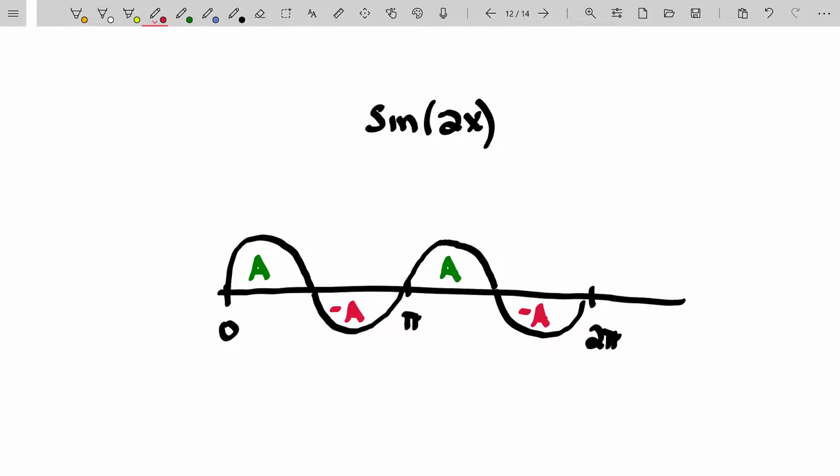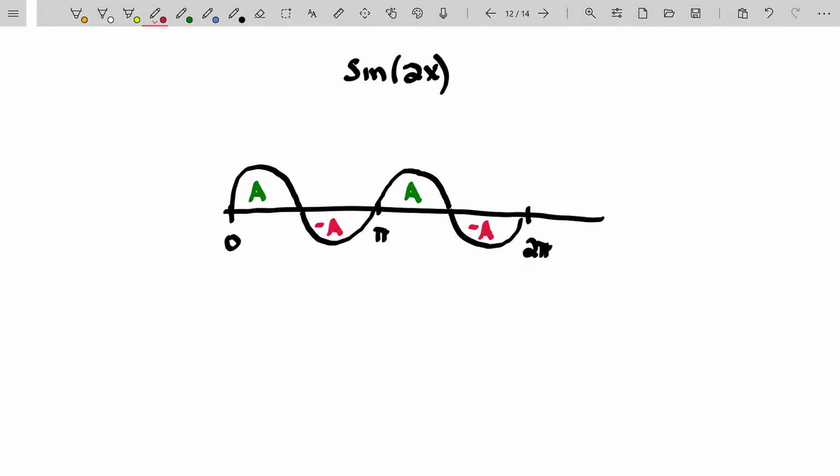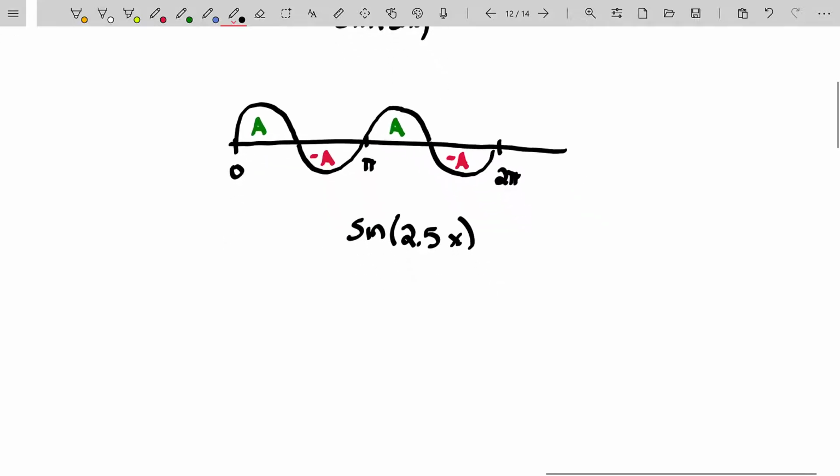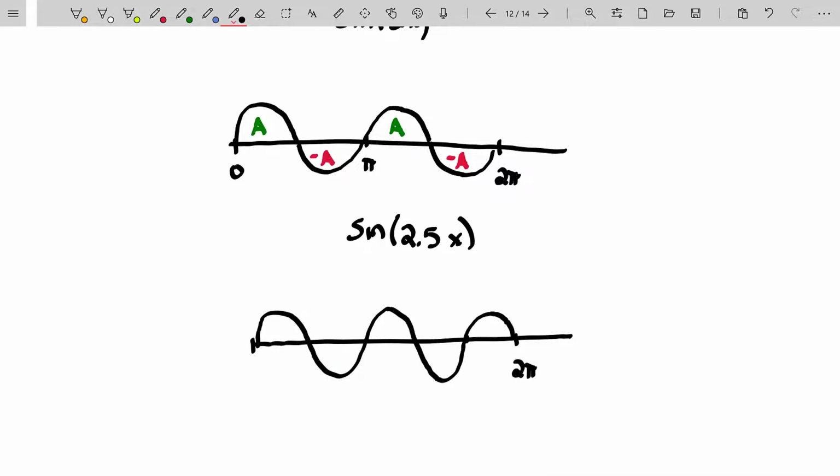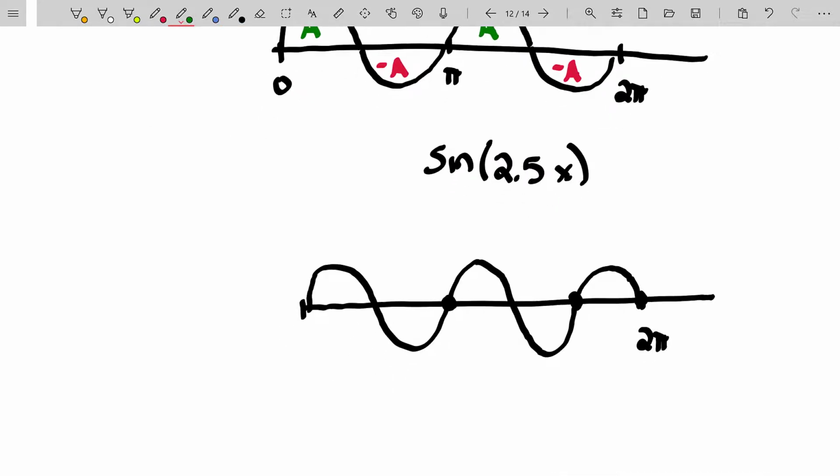If you were to change the value of the argument for sine to be something like, let's say, sine of 2.5x, that means that between 0 and 2 pi, those time values, it should go through 2.5 cycles. Here's the end of the first cycle, here's the end of the second cycle, and here's halfway through the third cycle. And in that case, the areas do not cancel beautifully, right?